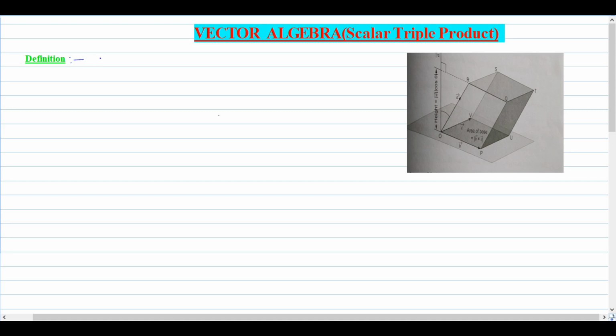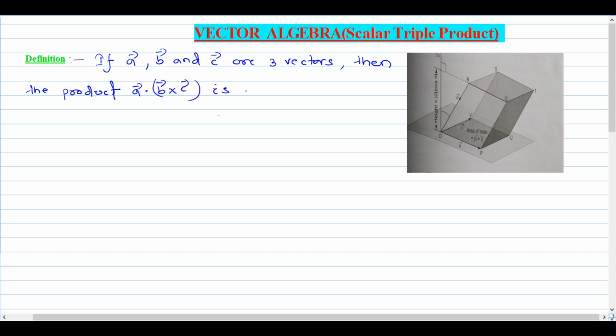If A vector, B vector and C vector are three vectors, then the product A dot B cross C is called the scalar triple product. Here you see three vectors are there, A vector, B vector, C vector. That's why triple product. The vector product of B and C is a vector, and A is a vector. Their scalar product is a scalar.